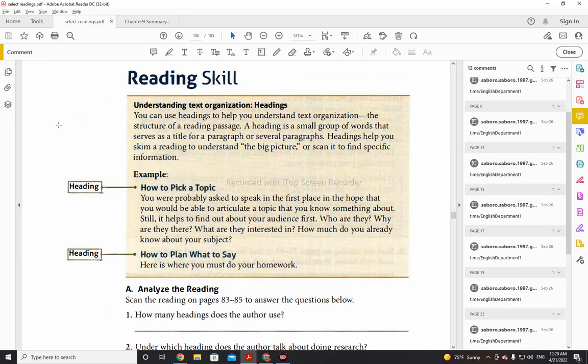You were probably asked to speak in the first place in the hope that you would be able to articulate a topic that you know something about. Still, it helps to find out about your audience first. Who are they? Why are they there? What are they interested in? How much do you already know about your subject? How to plan what to say. Here is where you must do your homework.